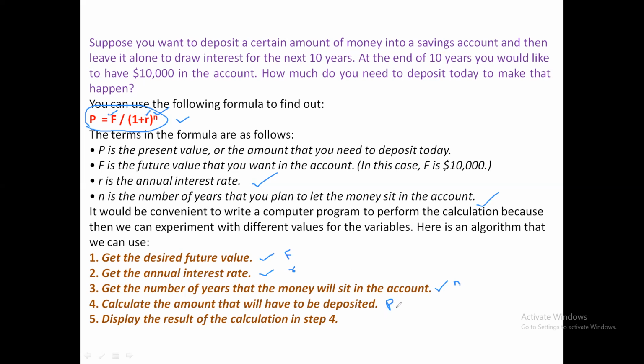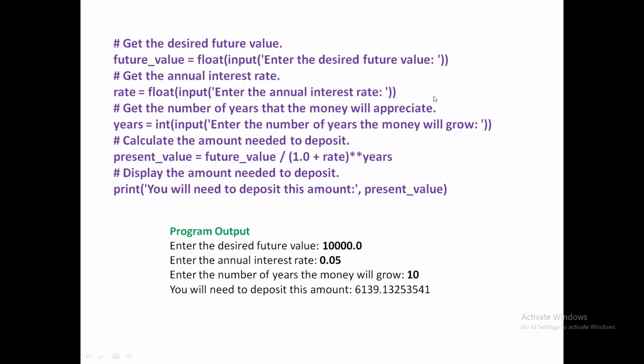So we'll calculate P and display the result of calculation by using the print statement. So this is going to be the algorithm. We'll see how we can read it with the help of the input function and then calculate and print. This also demonstrates the importance of the usage of parenthesis here. So I'm asking the future value. The first step is get the future value. So I'm asking the user, enter the desired future value.